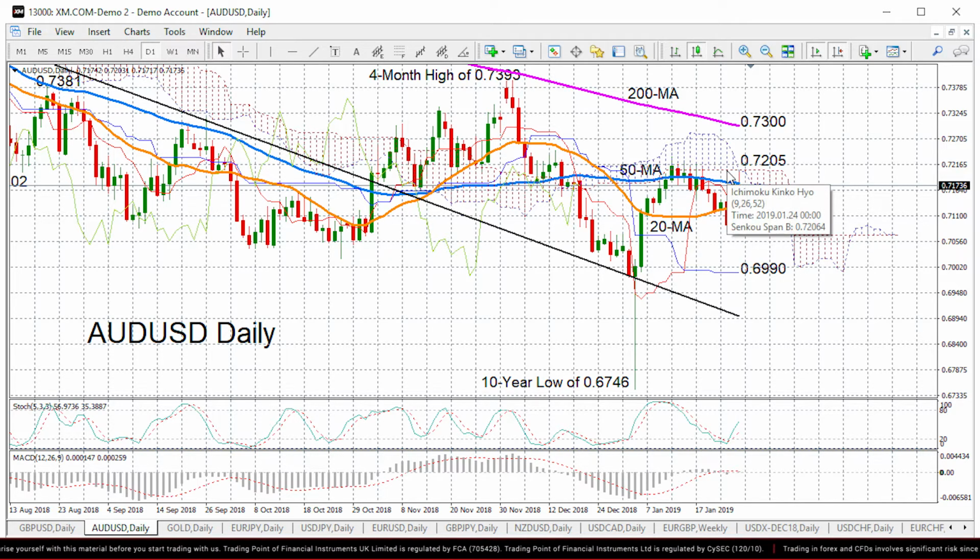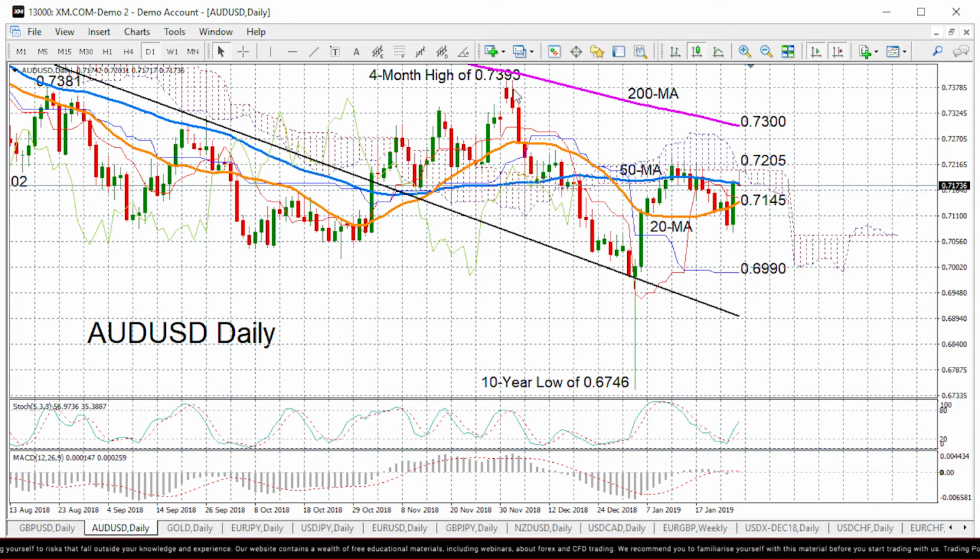There is immediate resistance coming from the bottom of the Ichimoku cloud, which is in fact converting to the top of the cloud at the moment. So that's just above the 0.72 handle. So breaking above the 0.72 level, we could see Aussie dollar running towards the 0.73 handle, which is where the 200-day moving average currently lies, and then overcoming that, then the 4 months top of 0.7393 from back in December would come in focus.